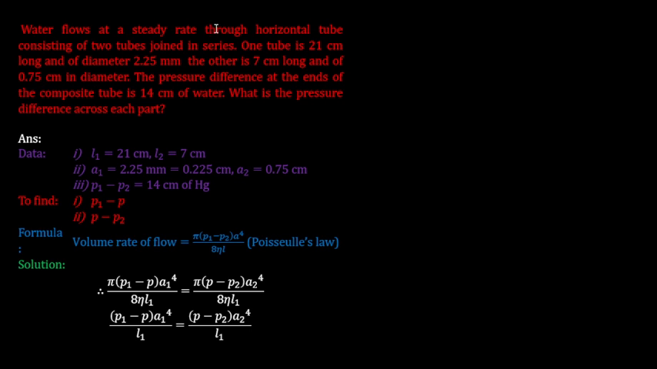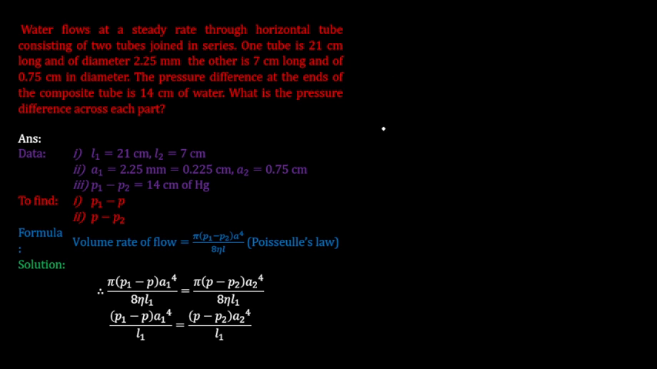Water flows at a steady rate through a horizontal tube consisting of two tubes joined in series. One tube is 21 centimeter long and 2.25 millimeter in diameter, and the other is 7 centimeter long and 0.75 centimeter in diameter. The pressure difference at the ends of the composite tube is 14 centimeter. What is the pressure difference across each part?